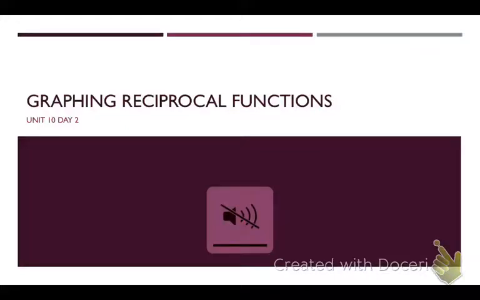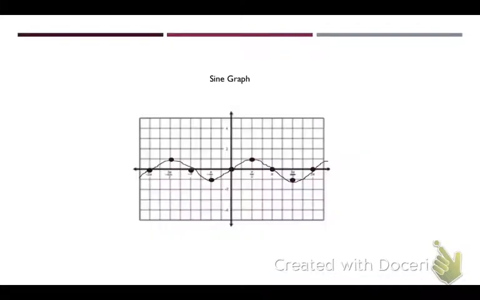Okay, Unit 10, Day 2, graphing reciprocal functions. So we've graphed sine, cosine, and tangent. Now we're going to get into graphing cosecant, secant, and cotangent. So if this is the sine graph right there, cosecant is the reciprocal of sine.